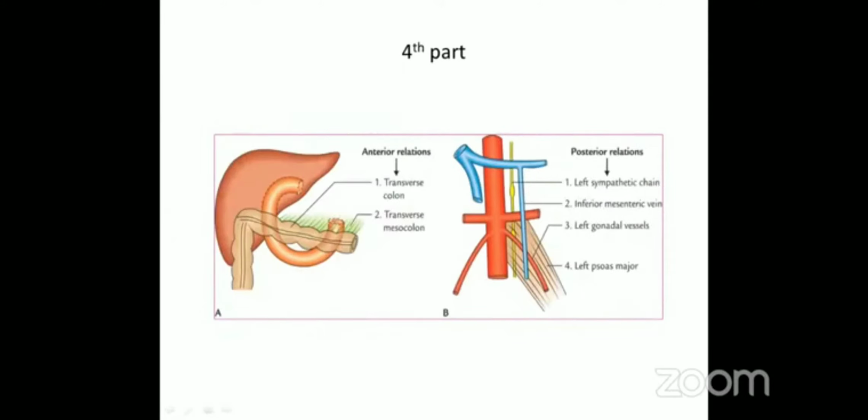Fourth part, a very small portion. So these are the anterior relations. It is crossed again by the transverse colon and transverse mesocolon, and now it is moving to the left side. So now here relations are mostly the left ones, as you can see, the left sympathetic chain, left inferior mesenteric vein, left gonadal vessels, and now the left psoas major muscle.